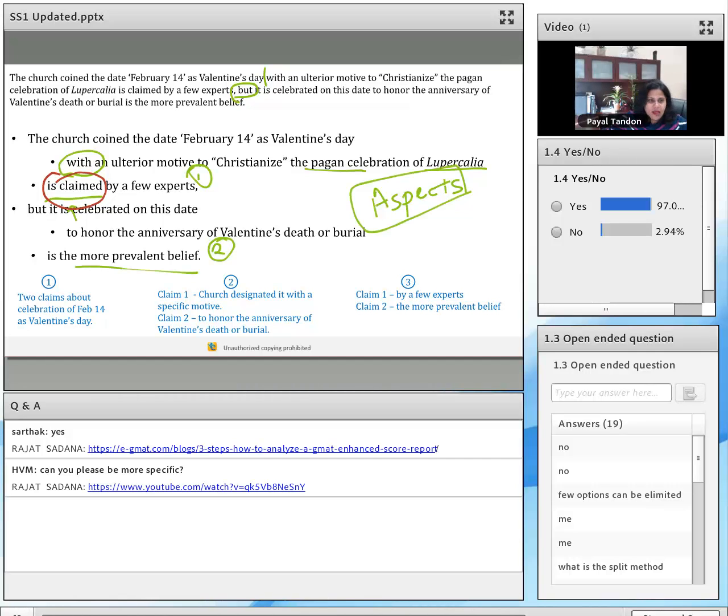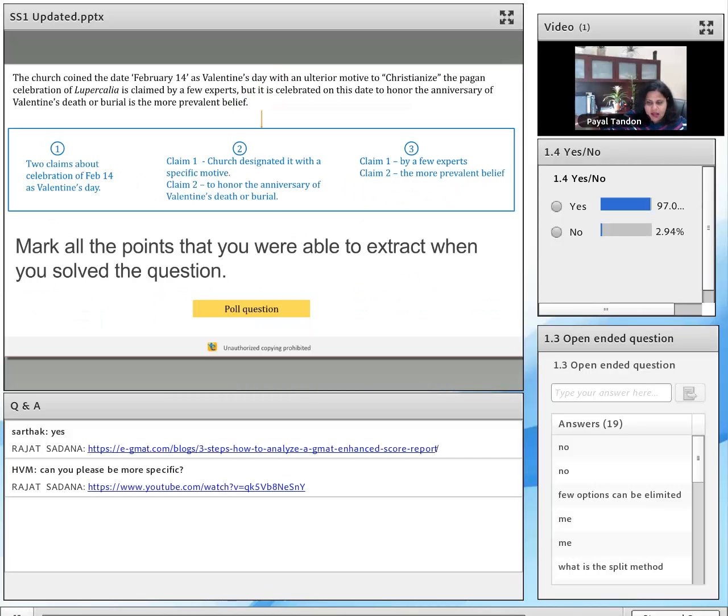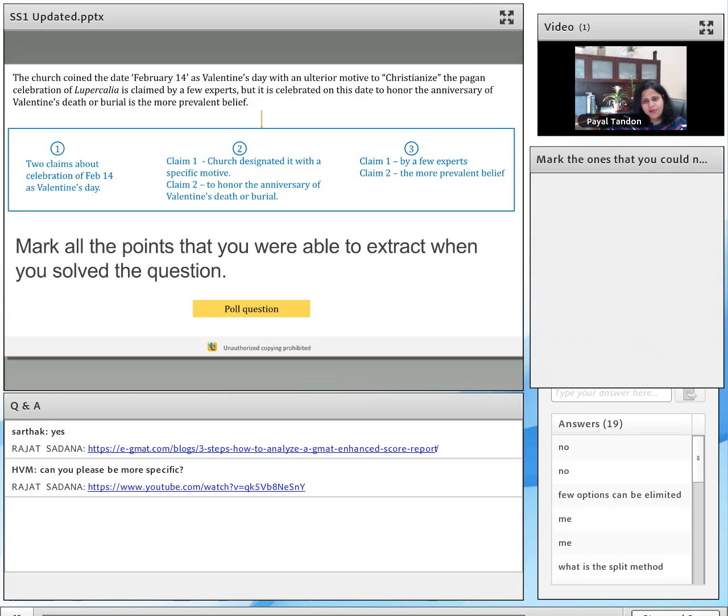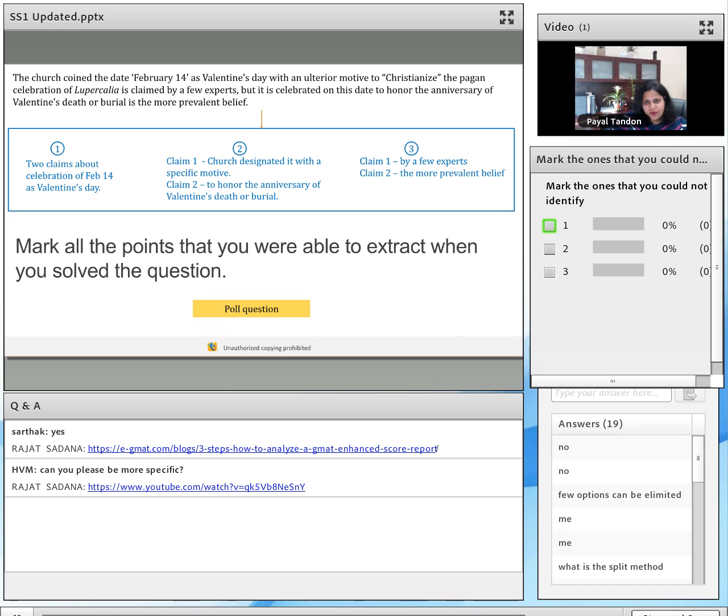Okay, so now the next thing that I'm going to ask you is, mark all the points that you were able to extract when you solved the question on your own, and I'm going to get the poll here. Give me 1 second. Okay, I want you to identify the ones that you were not able to extract. Okay, so mark the ones that you were not able to identify.